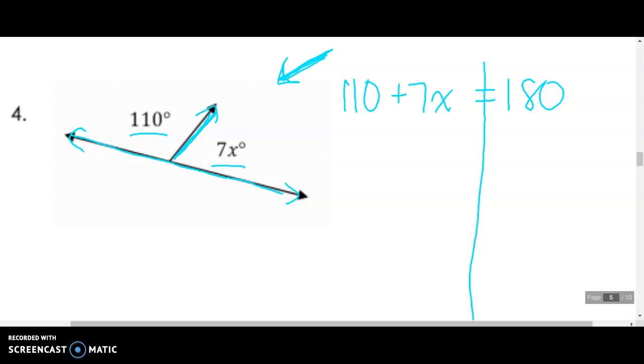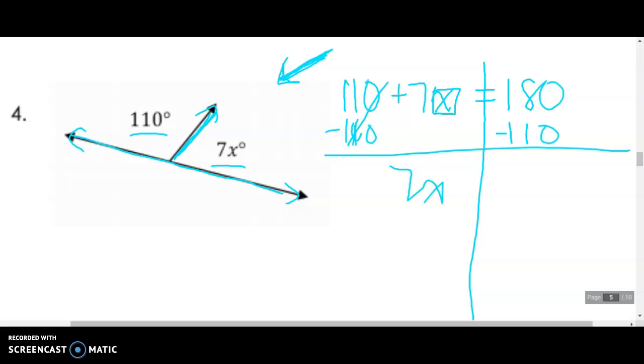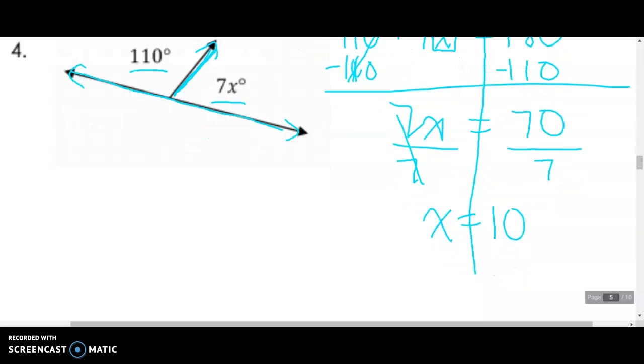And now I'm going to use a little algebra. Combine, split, isolate, inverse. I'm going to subtract 110 from both sides, and I get 7x equals 70. Divide by 7, and x equals 10. 7 times 10 is 70. 70 plus 110 is 180.